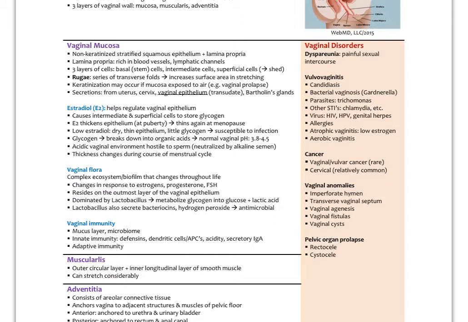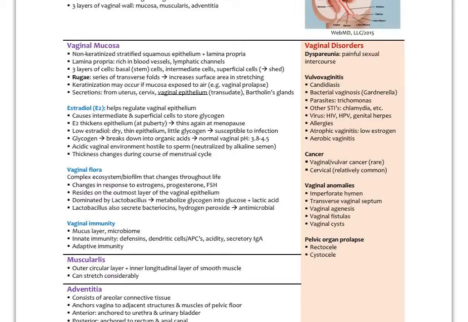There are folds called rugae. These are a series of transverse folds, and that increases the surface area when the vagina is stretched. Now, keratinization can occur if the mucosa is exposed to air, and that might happen in a vaginal prolapse when the vagina is expelled through or hangs through the vaginal introitus. Different secretions occur here. So there are secretions from the uterus, from the cervix, but then the vaginal epithelium itself has a transudate fluid. And then there are, of course, the Bartholin's glands that we talked about before.